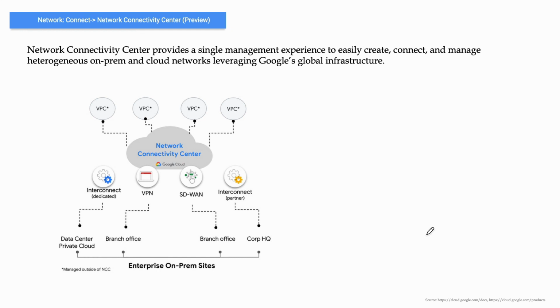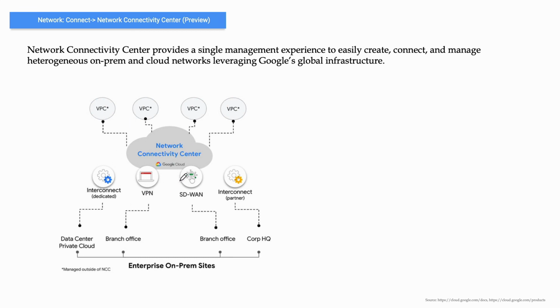Network Connectivity Center, which I talked about, is in preview mode right now, but when it becomes GA, it will be really important because it provides a single management experience to easily create, connect, and manage heterogeneous on-prem and cloud networks. And with a lot of investment going into multi-cloud networks, this will become really handy. So Network Connectivity Center will give you a single pane of glass to connect to different on-premises sites as well as other cloud providers.